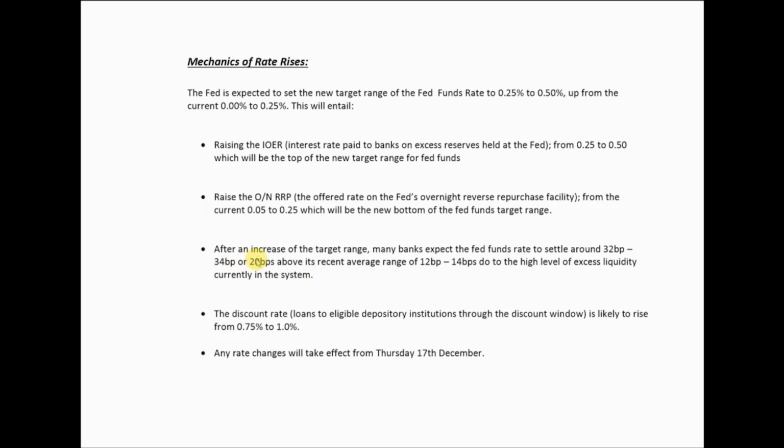So I did mention this earlier. Many banks expect the Fed funds rate to settle around 32 to 34 basis points if they hike rates. So basically 20 basis points of the 25 hike to be passed on rather. And this will essentially be due to the high level of excess liquidity in the current system. So even though the band might be raised 25 basis points from the Fed funds band, that is from 0 to a quarter to a half, what's actually passed through in the Fed funds rate might not be 0.25% at all. It might only be 20 basis points.